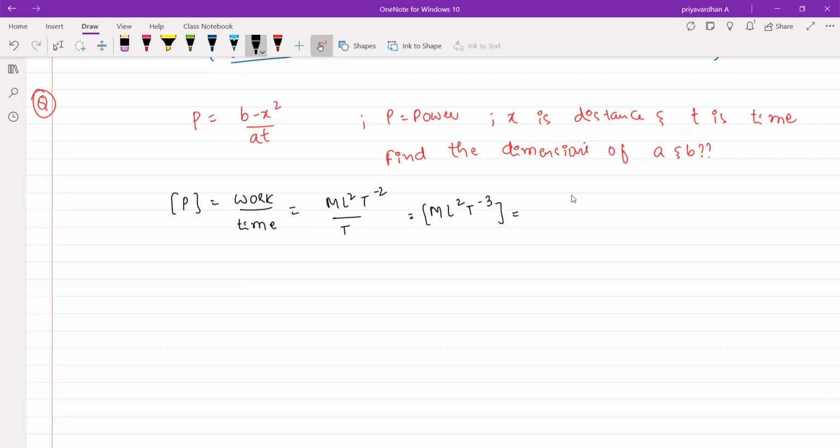That is equal to the whole dimension formula of b minus x square by at, I can take it. First try to have this one, b minus x square. Analyze this fact. X square, what is the dimension of this quantity, x square?